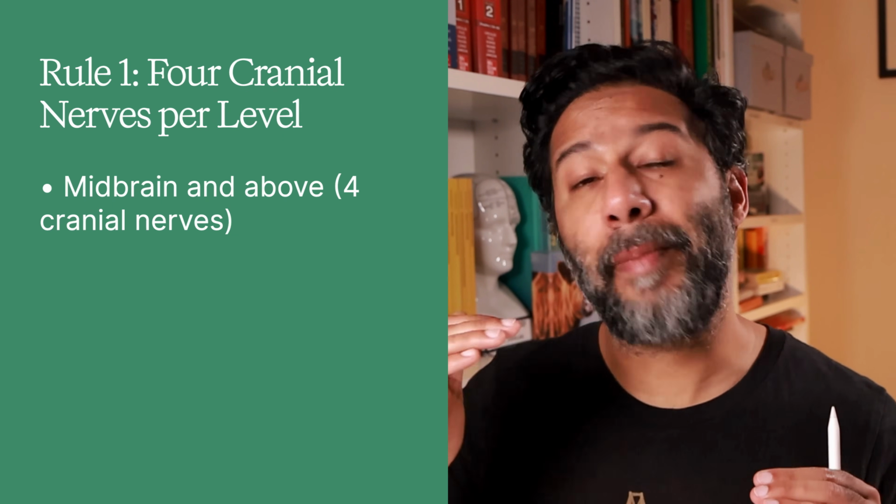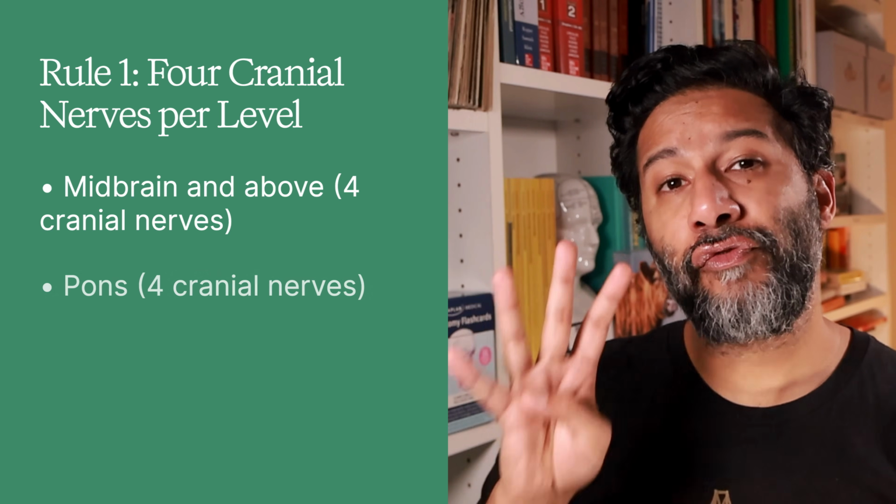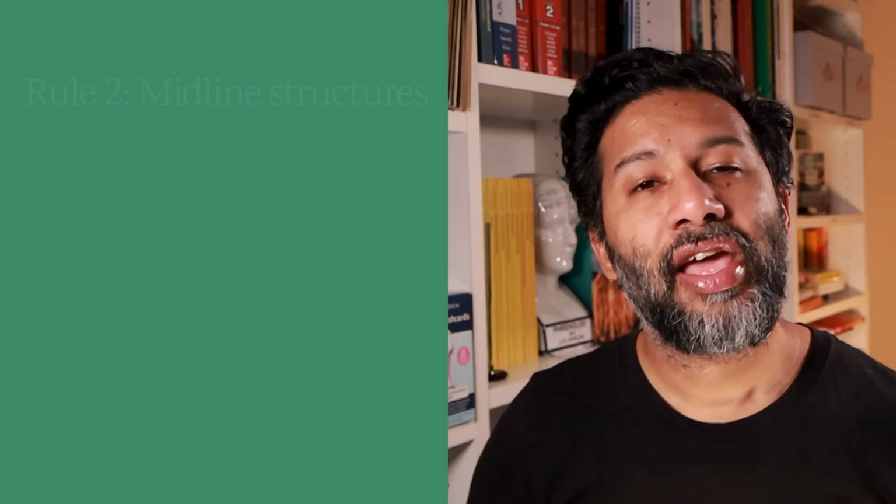So there's 4 rules to the rules of 4. Rule number 1, there are 4 cranial nerves above the pons, and that means the midbrain and above. There are 4 cranial nerves in the pons, and there are 4 cranial nerves in the medulla. Now, what is the second rule?